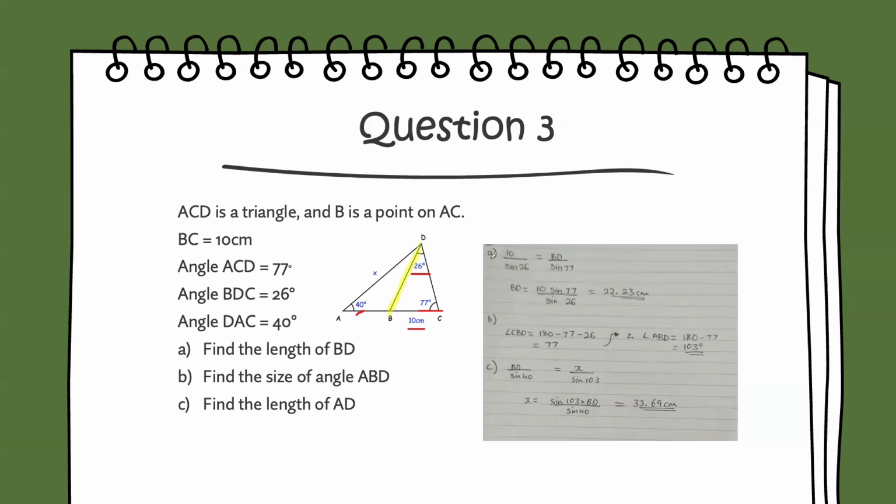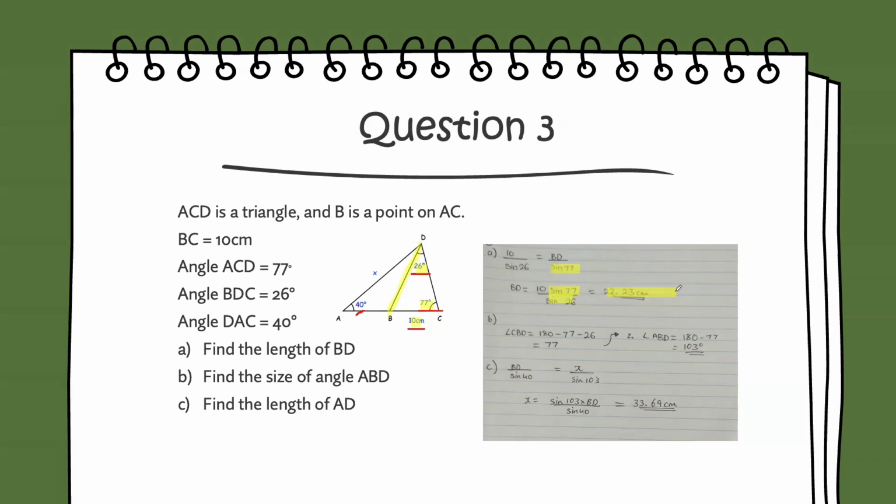So which application would we use? Again, we're going to use the sine rule here. So we know that 10 over sine 26, these are opposite angles and sides, will be equal to BD over sine 77. So we're just multiplying both sides by sine 77. So BD is equal to 10 times sine 77 over sine 26, which gives us 22.23 centimeters.